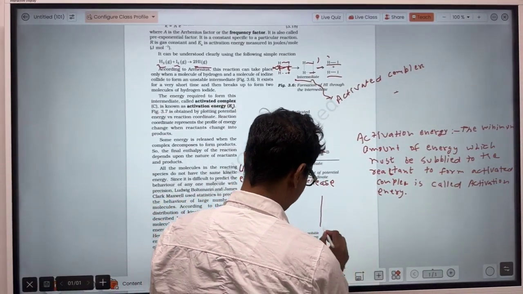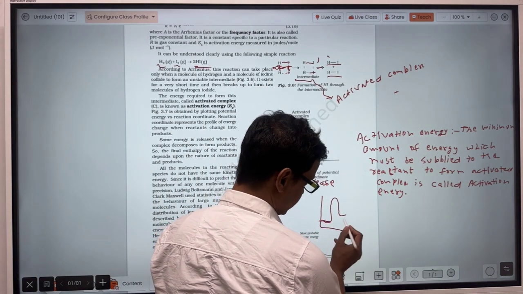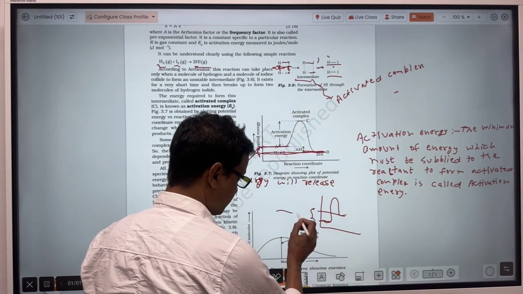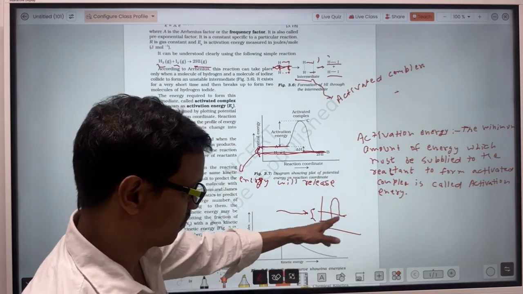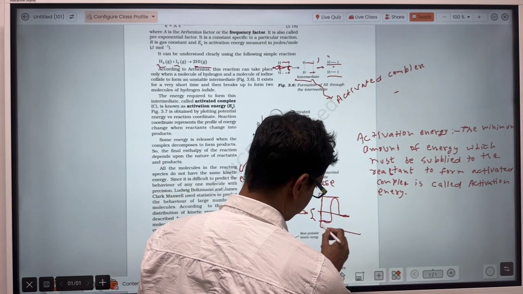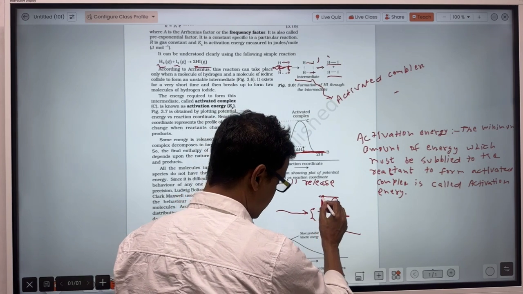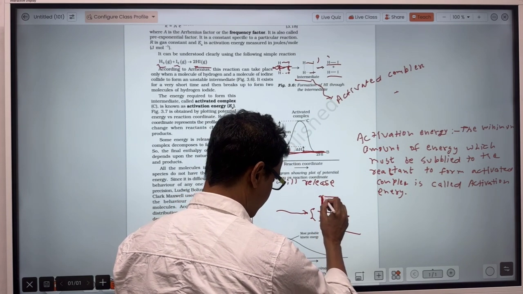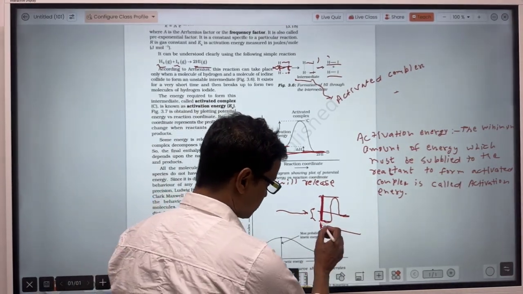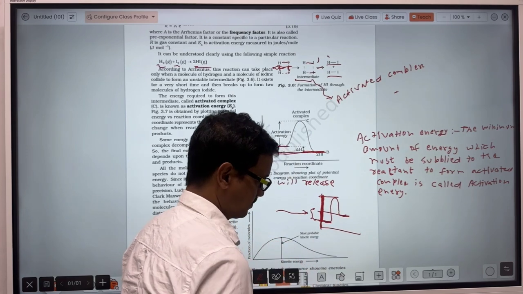If the graph is like this, this is of reactant and this is of product. So this is the energy of reactant and this is the energy of product. So this value of energy will be absorbed by the reactant to form the product. Activation energy will be from here to here. Energy of activated complex will be from here to here, and activation energy will be from this reactant to this activated complex.